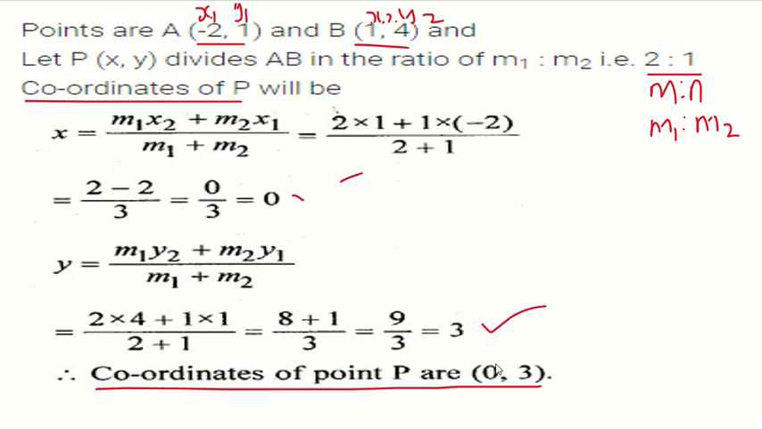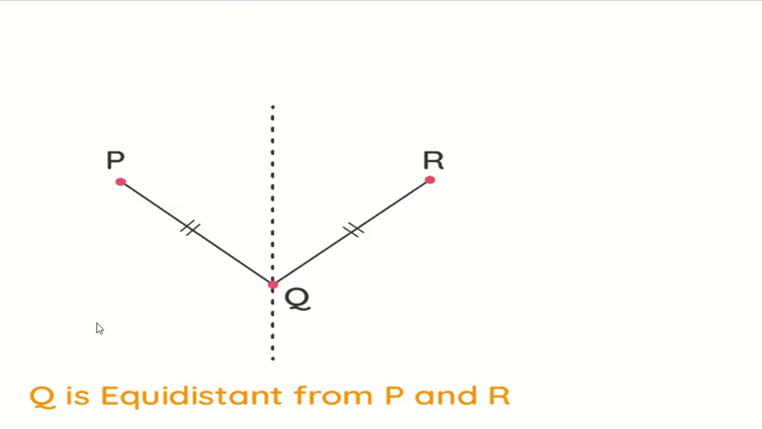It's (0, 3). So like this, they can ask you in your entrance exam also, right? They can give you 2 points and say that it is dividing in the ratio of 2 is to 1. Find the coordinate of P, right? Next, we are going to see about equidistance.